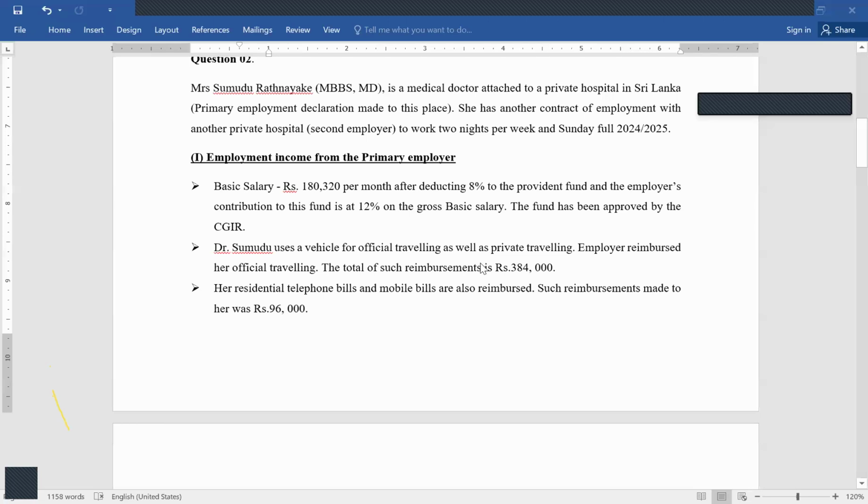Mrs. Sumudu Ratnayaka, an MBBS doctor, is attached to a private hospital in Sri Lanka. The primary employment declaration was made to this place. She has another contract of employment with another private hospital, so it is a second employer, to work two nights per week and Sunday full.